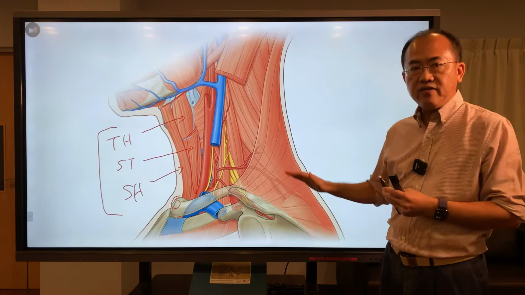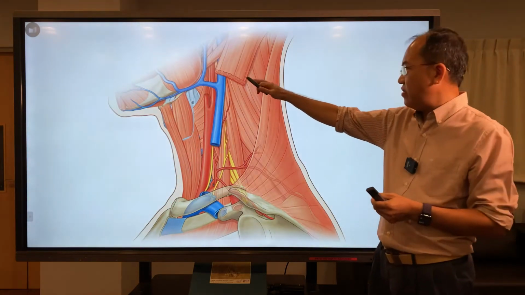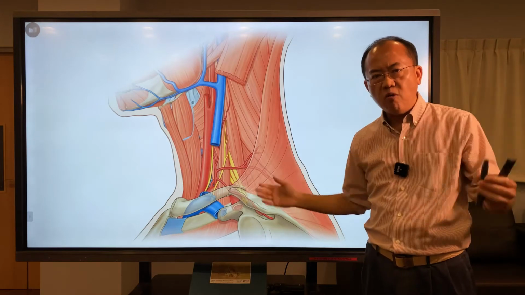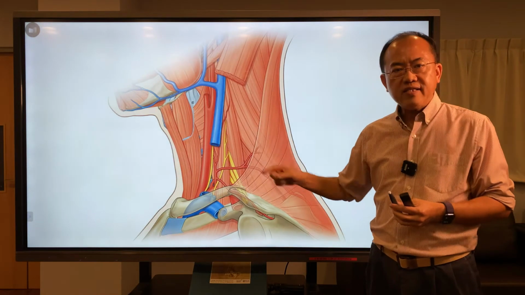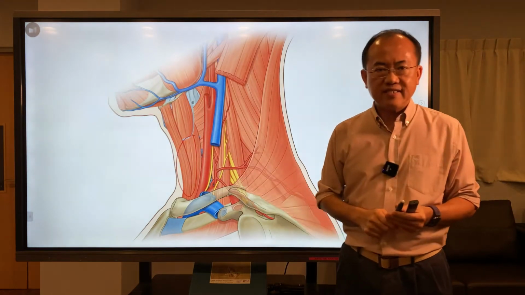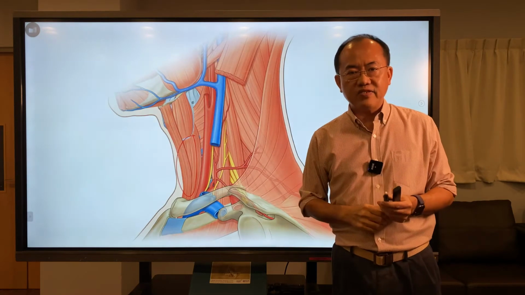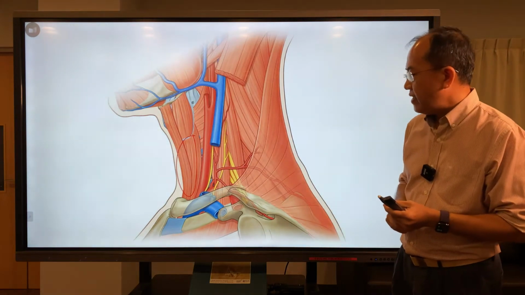So what else can you see from this diagram? This is just after we remove the sternocleidomastoid, and then we see almost everything. Can you see the thyroid gland? We can't yet because part of the strap muscles are still there. We can't really see the thyroid gland until we remove other parts of the strap muscles. So what other thing can you see?